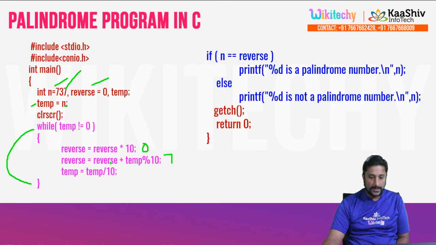So the reverse value is 0, and now the reverse value becomes 7. So 0 plus 7 is 7. Temp is equal to temp divided by 10. Now 737 divided by 10, you get 73.